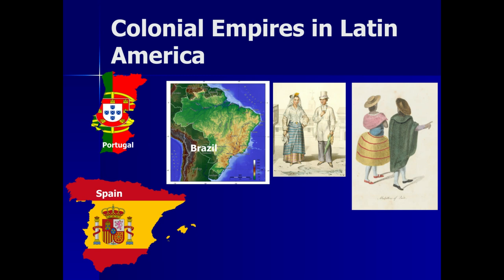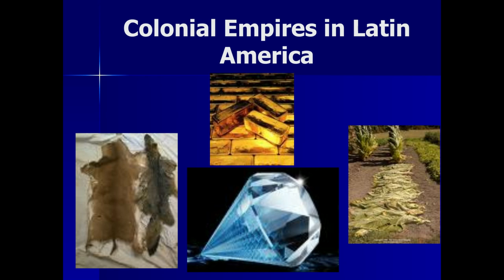The Portuguese and the Spanish are both going to profit from their colonies in Latin America. They're going to end up realizing that there's an abundance of gold and silver, which was going to be their main source of wealth. So this is how they're going to get very rich during this period. But there are going to be other products there too that are going to be shipped to Europe, including sugar, tobacco, diamonds, and animal hides, which are all going to bring in money for those countries too.